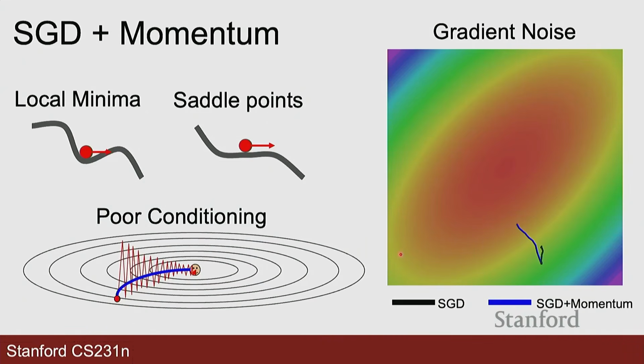Also, if you have this poor conditioning value, you will still have maybe some oscillation, but the nice thing is that it will sort of accumulate speed in this direction to the right because it will have multiple steps that keep going that way, so it'll gain faster and faster towards the center here. So it also helps with this problem.